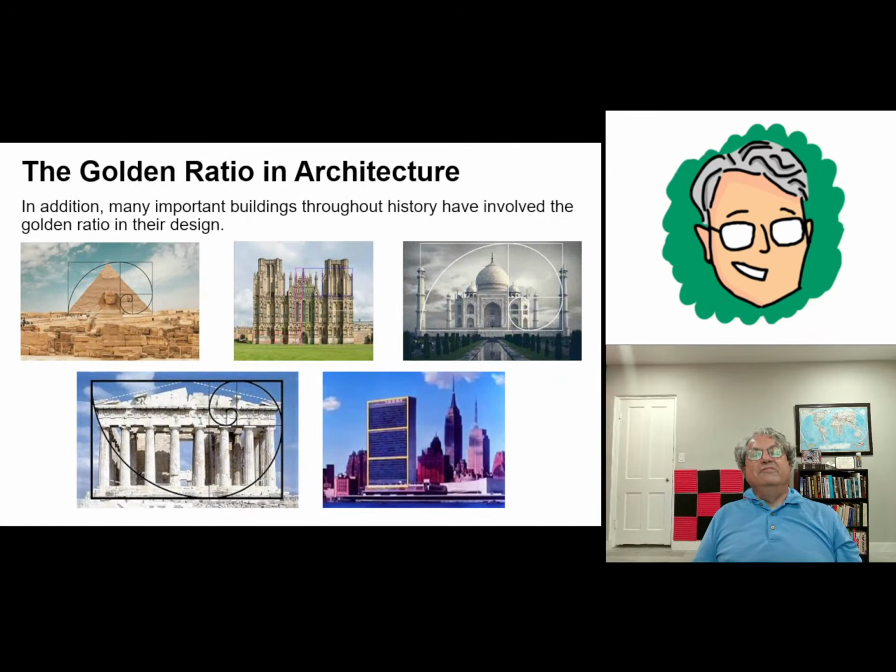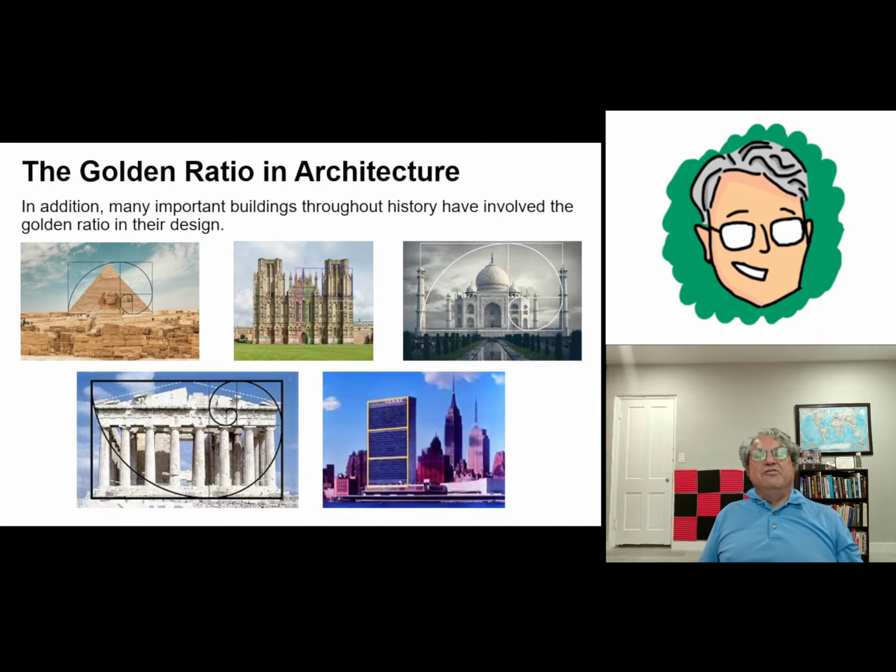And here are five famous buildings throughout history. The top left one is one of the Great Pyramids with the Sphinx in front, and you can see the golden spiral on that one. And then the top middle, I believe this is the Notre Dame Cathedral. I just learned this today, but apparently the golden ratio was used in its architecture too. Again, I don't know if that was deliberate or not, and also the Taj Mahal. You can see where the golden rectangles are.